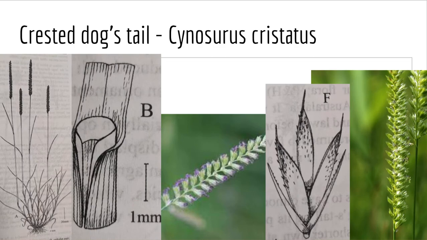Crested dogtail, Cynosurus cristatus. Cynosurus cristatus. It's a tufted perennial up to 80 centimetres tall, and its ligule, right here, a membranous ligule, is 0.5 millimetres tall to 2 millimetres tall. So you can check that just in case.